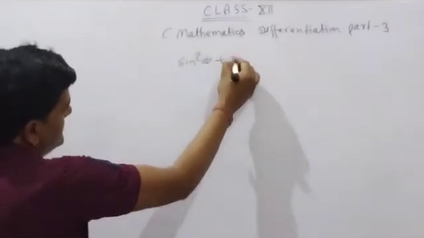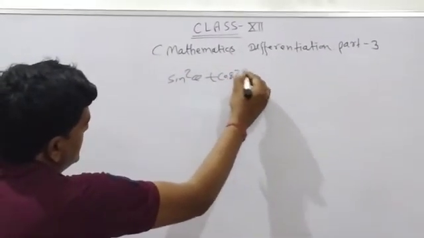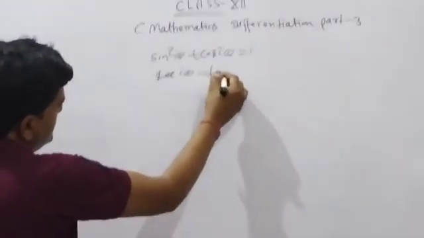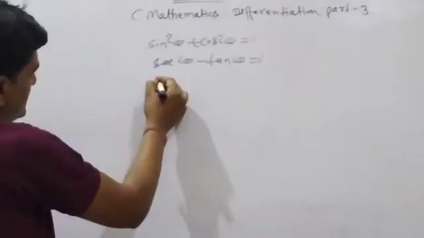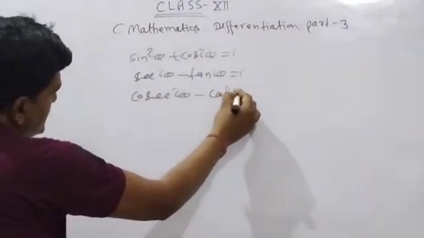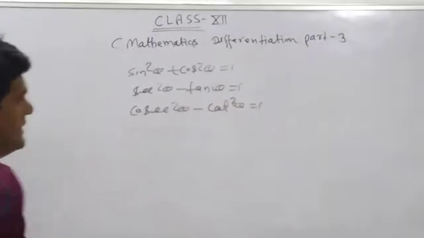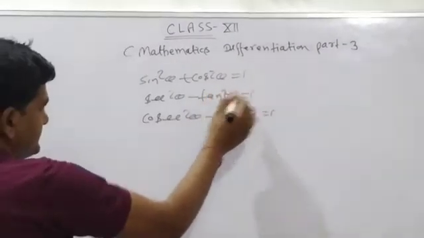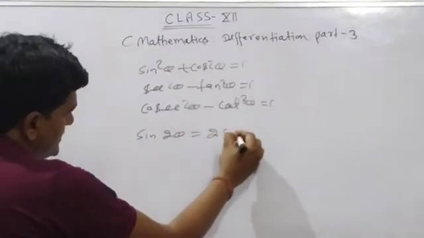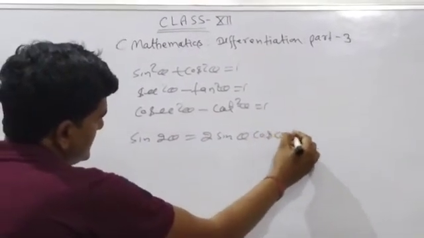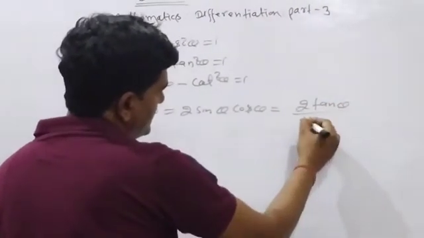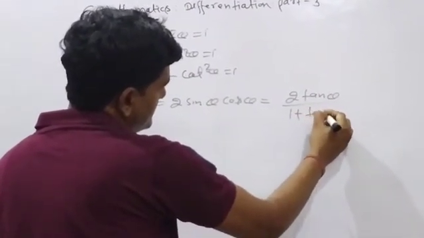Then here sin square theta plus cos square theta is equal to 1, and here sec square theta minus tan square theta is equal to 1, and here cosec square theta minus cot square theta is equal to 1. Clear? And sin 2 theta is equal to 2 sin theta cos theta is equal to 2 tan theta upon 1 plus tan square theta.